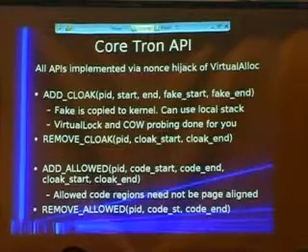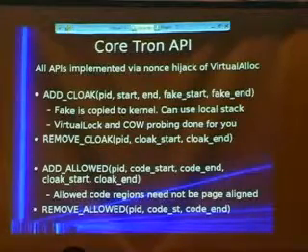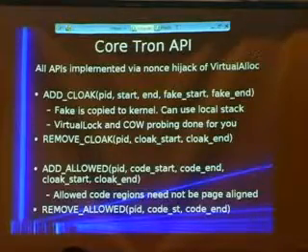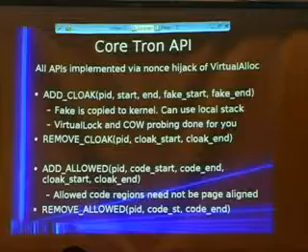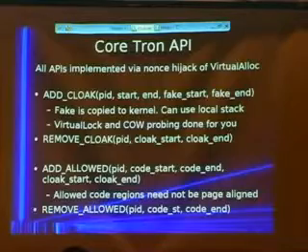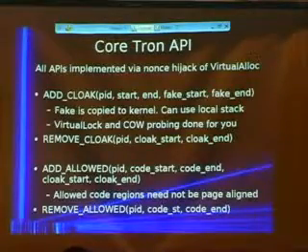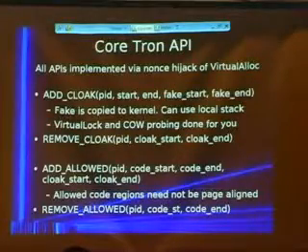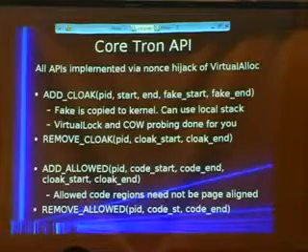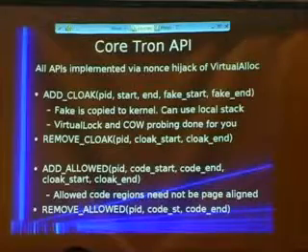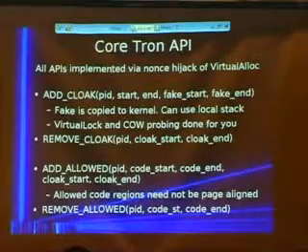You have an add cloak, which basically sets up a cloak range from start to end, backed or faked by this start to end range here. And you can do this out of process. The fake memory is actually copied into the kernel and allocated in the target process. So you can use your local stack, you can use heap and free it, it doesn't matter. And all the virtual locking and the copy-on-write elimination are done for this API.